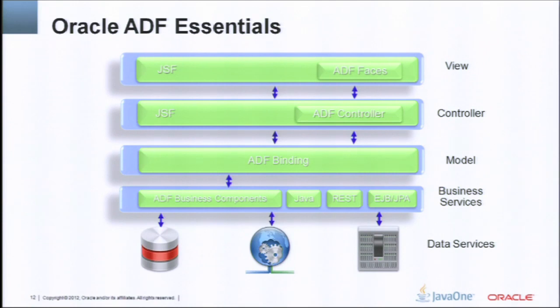On the bottom, you have business services, and those are basically the services that access your data, do validation logic, whatever you want. And here we actually are pluggable, so you can use any Java class, JPA, EJBs, if you want to. You can use REST services, or you can use one of the parts of ADF that we provide, which is called ADF Business Components, which is specifically targeted at working with relational databases. And then there's the ADF binding layer, which offers a very easy way to connect the user interface and the controller layer to the business services that you have developed.